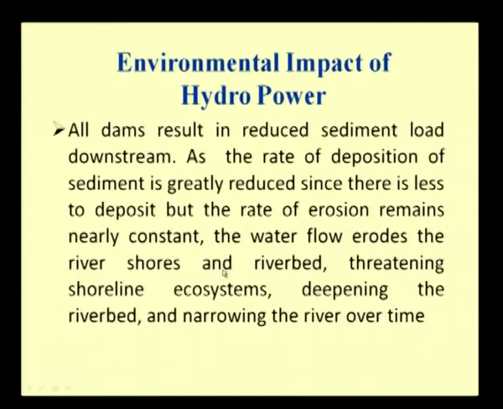And therefore, on one side there is no sediment, on the other side there is an overload of sediment, and therefore what is happening? The erosion rate is maintained constantly, and so in the long run the shoreline ecosystems are deeply affected, the river bed is deepened, and the river narrows over time. Therefore, on the downstream the river is becoming deep and it is becoming narrow also.